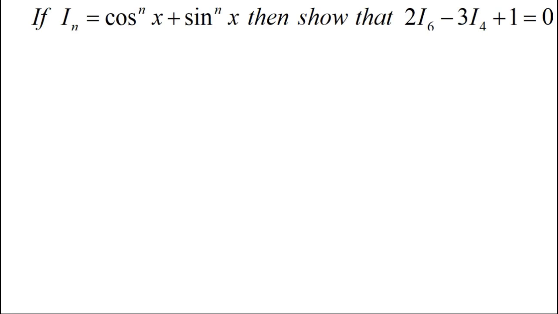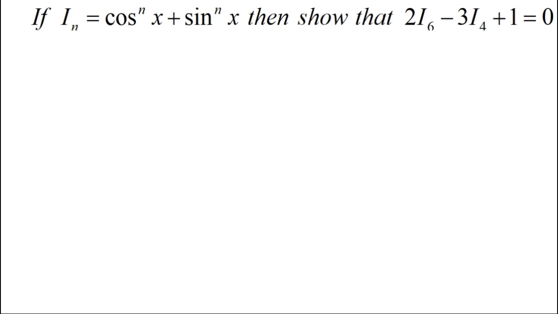The next problem is: if In equals cos to the power n x plus sin to the power n x, then show that 2 I6 minus 3 I4 plus 1 equals 0.